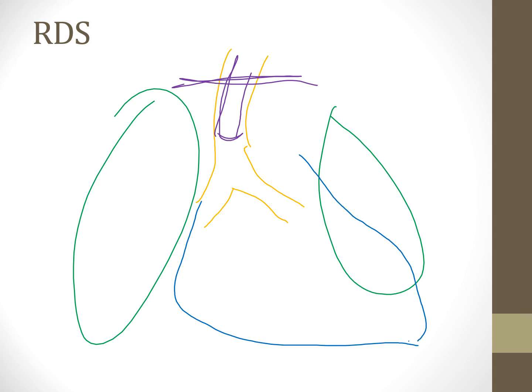So ET tube's in good position. Ground glass opacities, this is a fancy word. You can see obviously the EKG stickers up there and stuff, but ET tube's in good position.